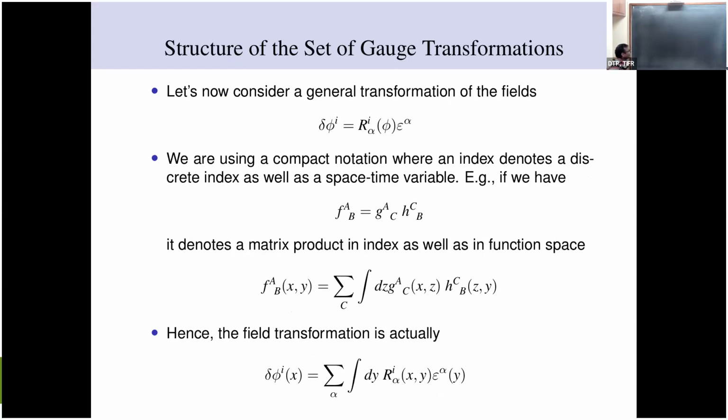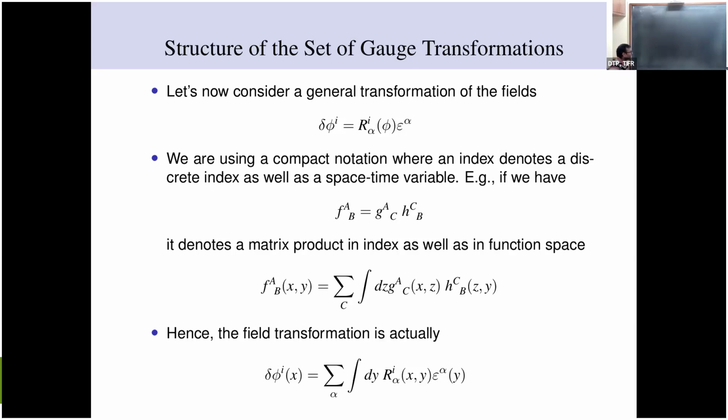Now let's consider a general transformation of the field of this form, delta phi I equal to R I alpha, which may depend on the field phi, times some parameter epsilon alpha. We are using a compact notation where an index is associated not only with some discrete index, but also with a space-time variable. For example, if you have a quantity like F A B equals G A C times H C B, with a sum over C, it denotes a matrix product not only in index space, but also in function space.